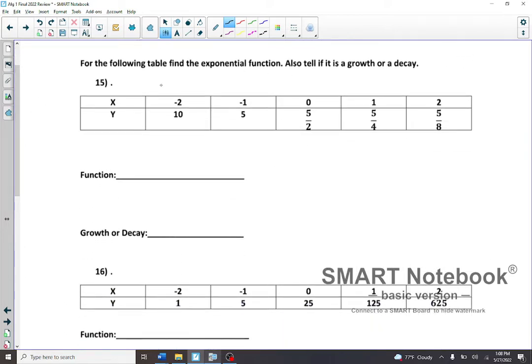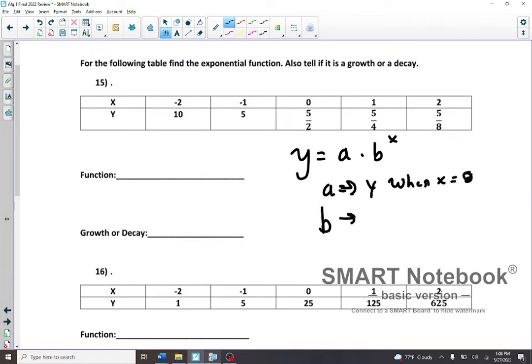Number 15, find the function. So the equation is y equals a times b to the x power. Your a value is your starting value, or y when x equals 0. And your b value is your pattern. So what's happening each time? So in this one, a is y when x equals 0.